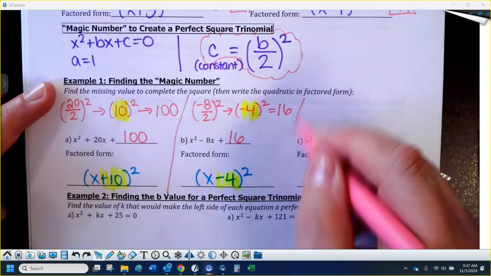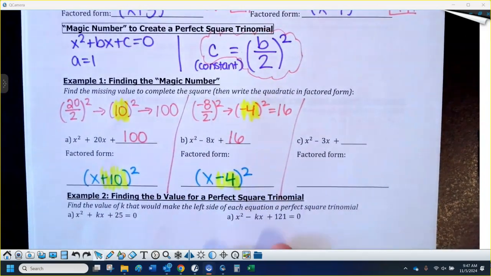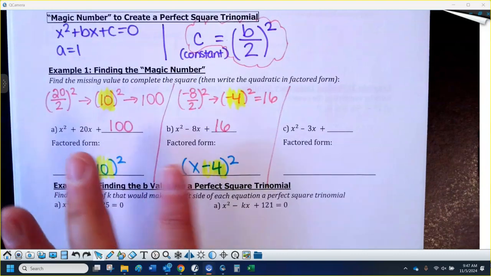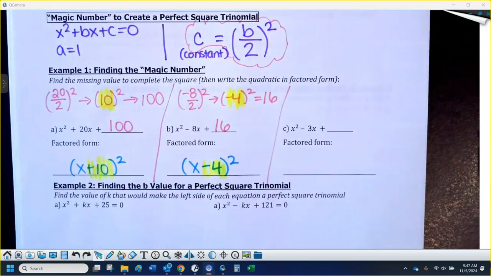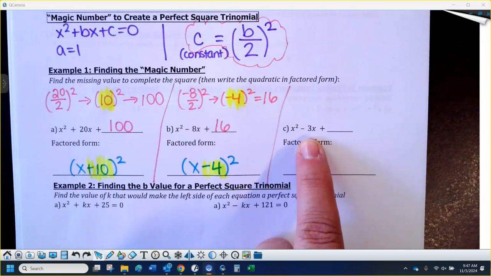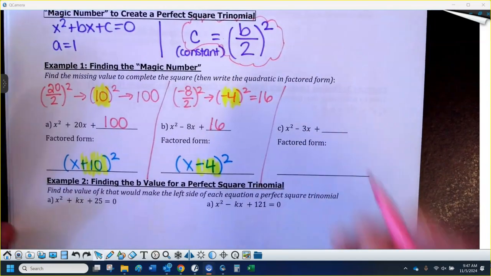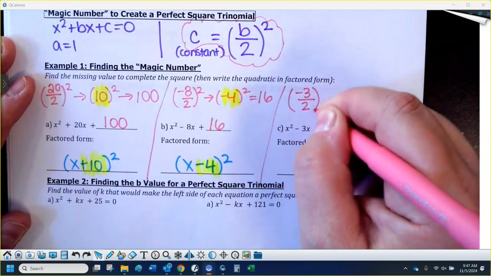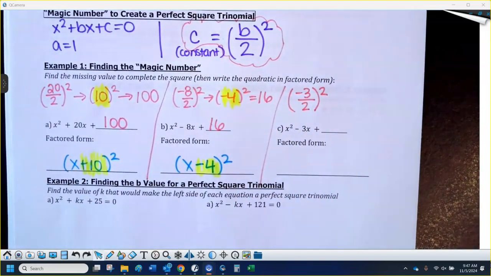Okay, now, here's the question where this is going to be useful to you. If the b value is not an even number, like every question I've done here, the b value has been an even number. So I had 20, up here we had 10 and 14. If it's an odd number, my b value here is 3. So it follows the same process. It's the b value divided by 2 squared.